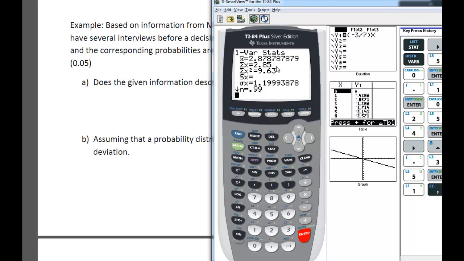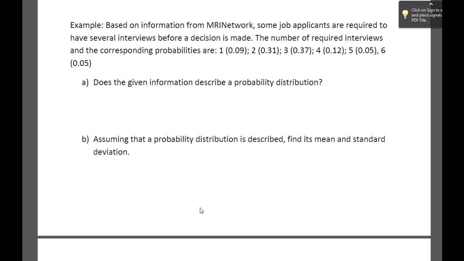Okay, and so X bar is 2.9, or we could say 2.88. That's our average, and or our mean. And then the standard deviation is 1.2. Okay? All right, did we answer the question? Find the mean and the standard deviation. Okay, questions about that? Okay, very good.